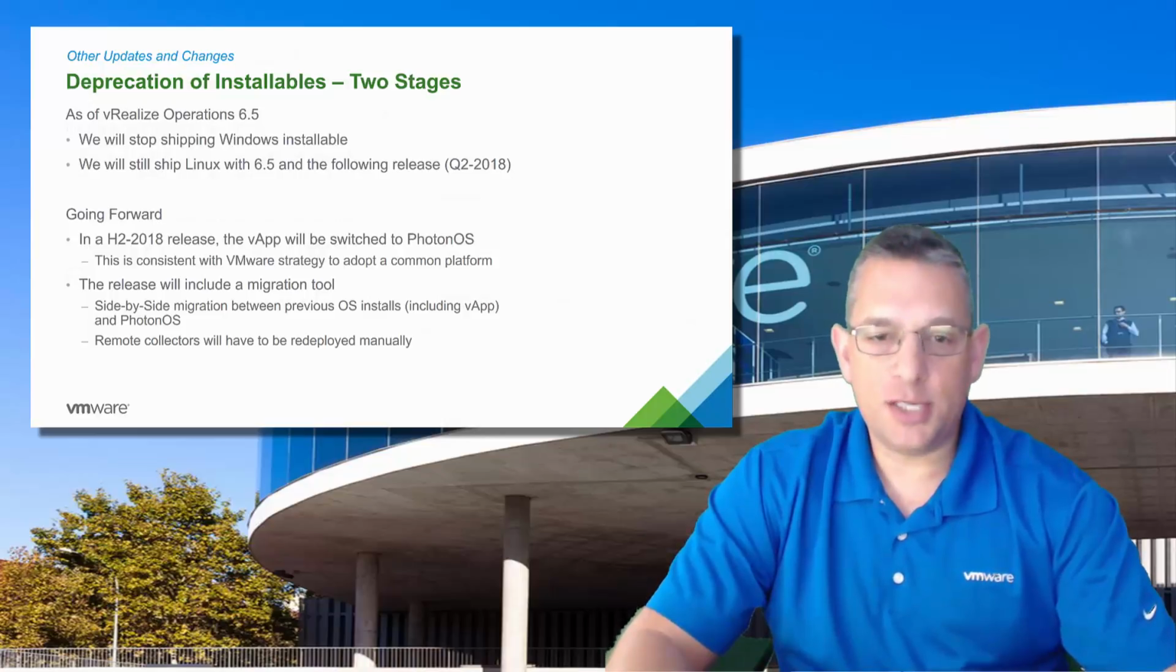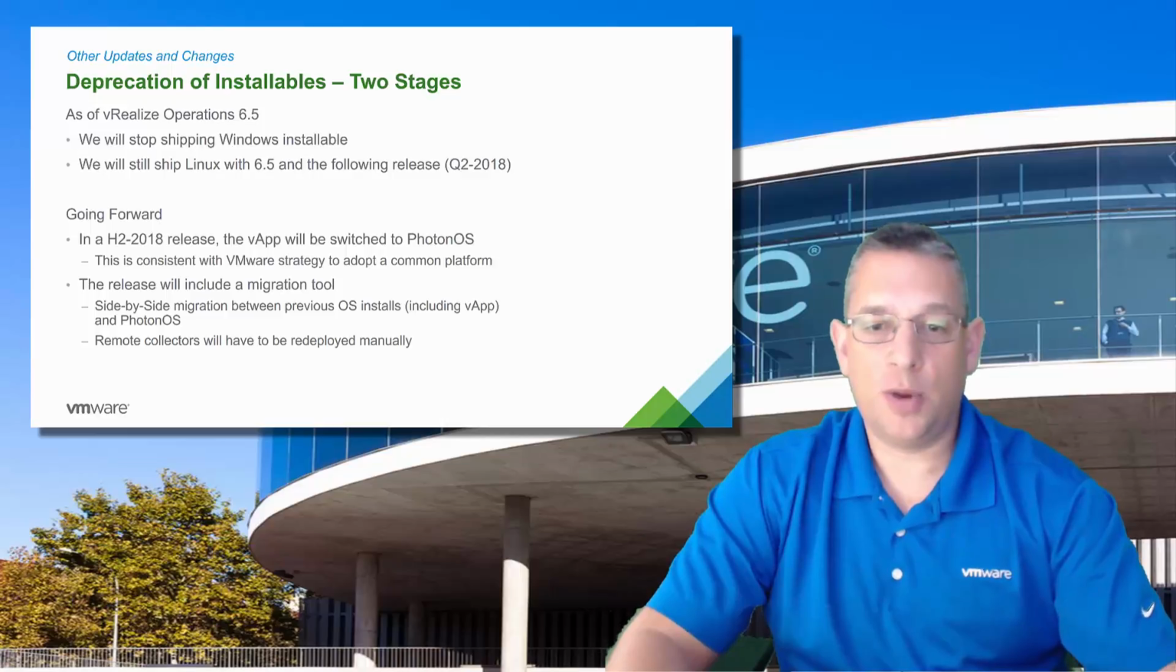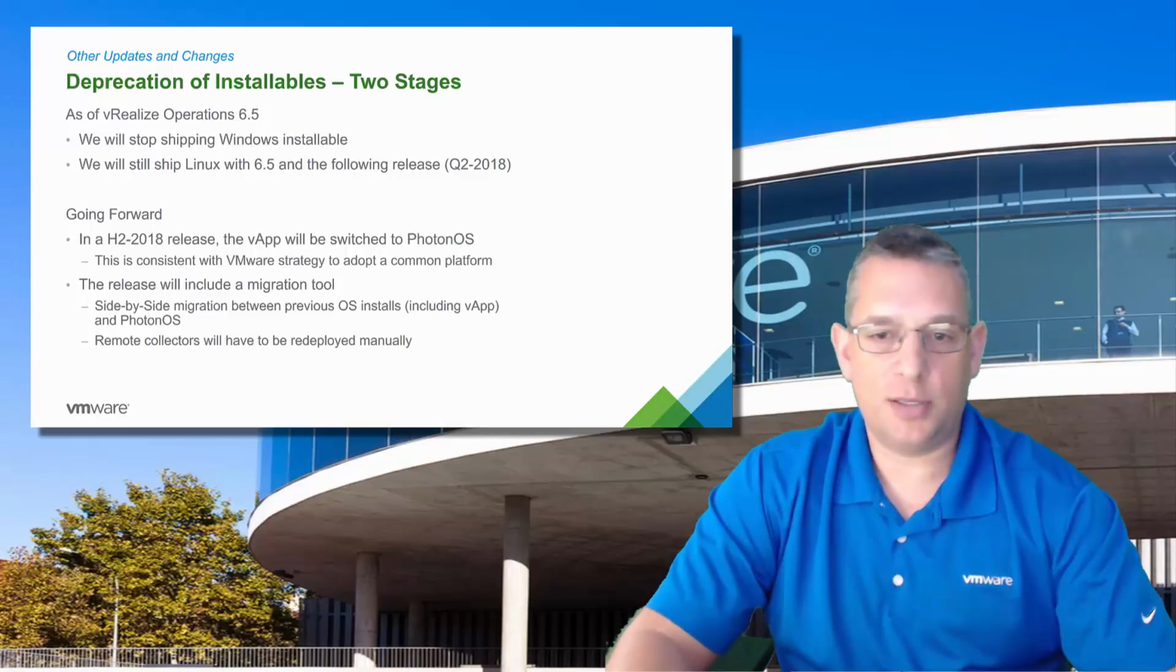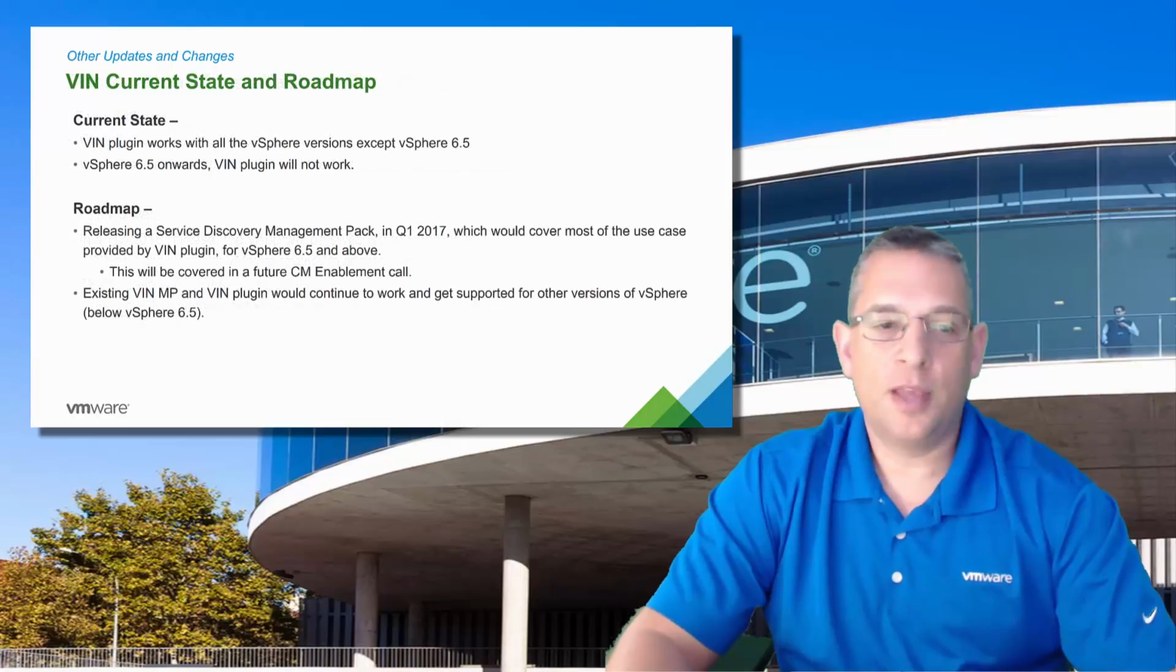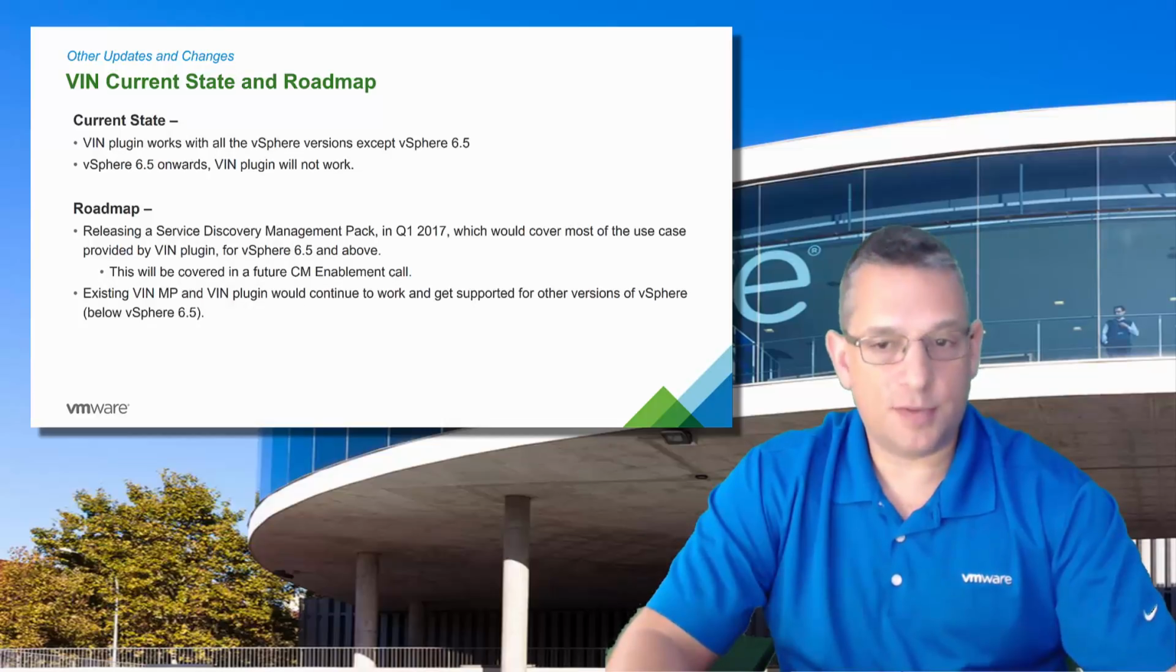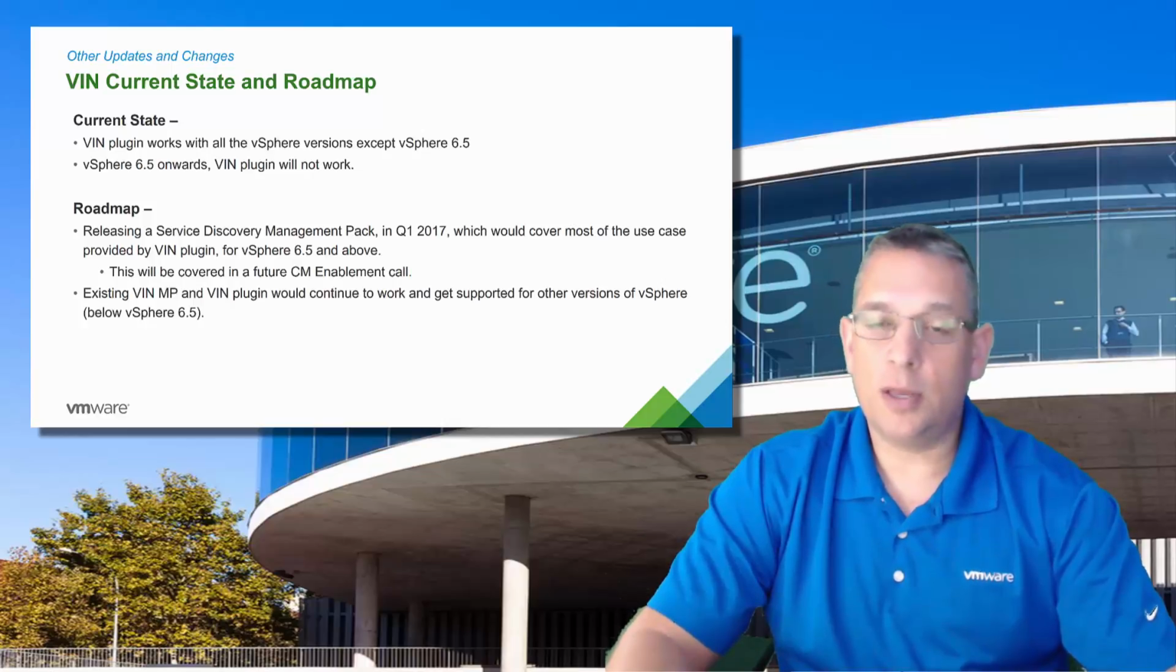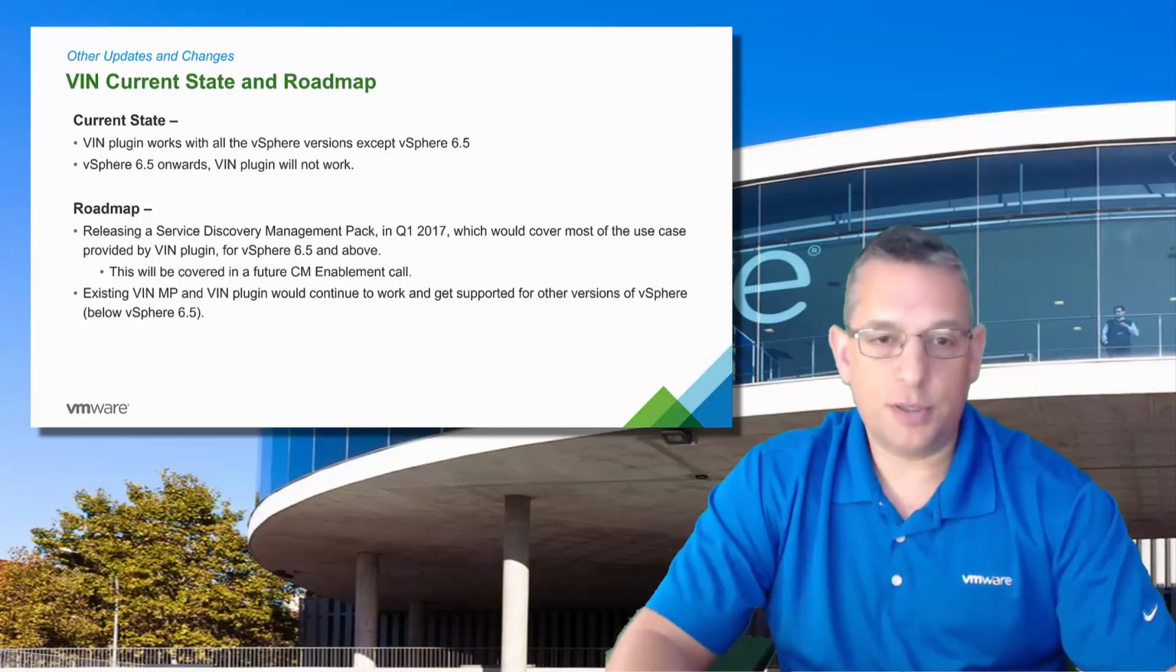There are some other updates and changes that I would like to also mention. As of vRealize Ops 6.5, we're no longer shipping the Windows-based installable of vRealize Operations. In the second half of the fiscal year 2018, we will be shipping it with our Photon OS instead of the current Linux-based OS for the appliance. The vSphere Infrastructure Navigator, or VIN plugin, works with all versions of vSphere except vSphere 6.5, which is our latest version of vSphere. With vSphere 6.5 and later versions, the VIN plugin will not work, so be aware of that. We will be releasing a service discovery management pack for vRealize Ops that will work with vSphere 6.5 and later versions, so that'll be the replacement for it.